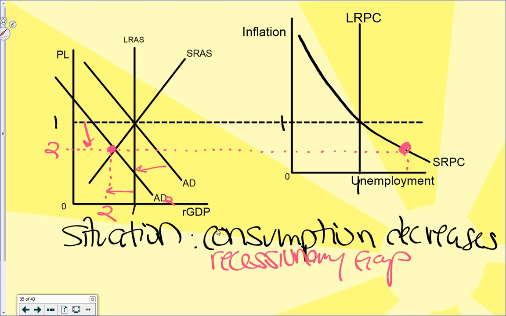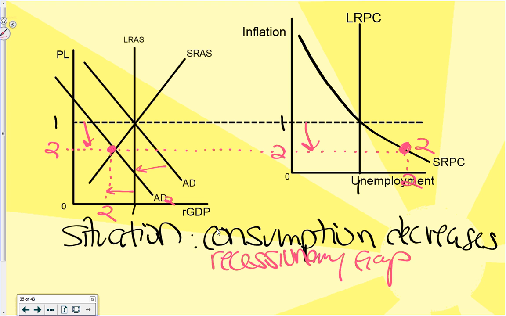Isn't it beautiful? It's gorgeous. That is our new equilibrium over here. Charlie, what happened to price level? It went down. What's another way to say price level? Inflation. And what just happened to inflation? It went down. It makes sense because they would both move in the same direction since they're the same thing.